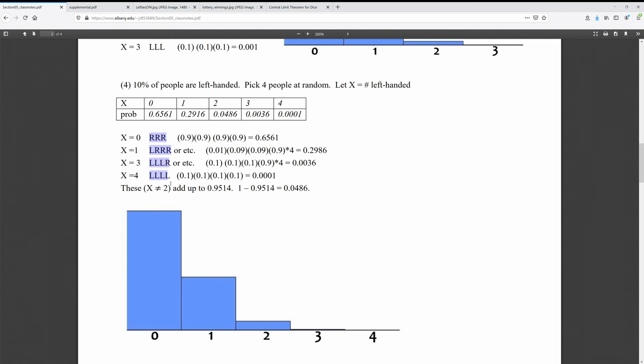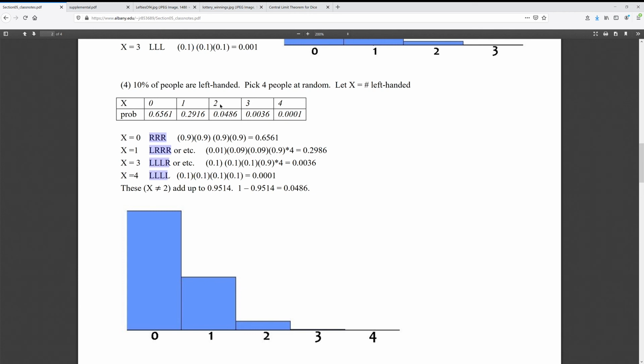So let's think that through. Any particular one of them would be 2 .9s and 2 .1s, right? 0.9 squared times 0.1 squared. So 0.0081. And then logically, I'm going to add that to itself 6 times. So 0.0081 times 6, and sure enough, that's 0.0486.